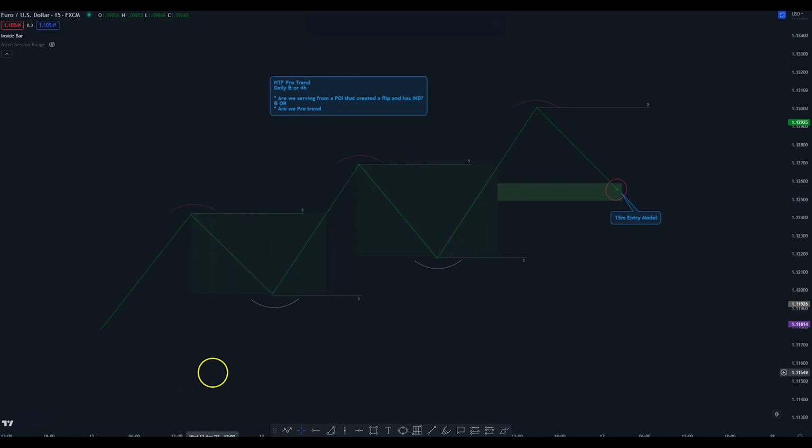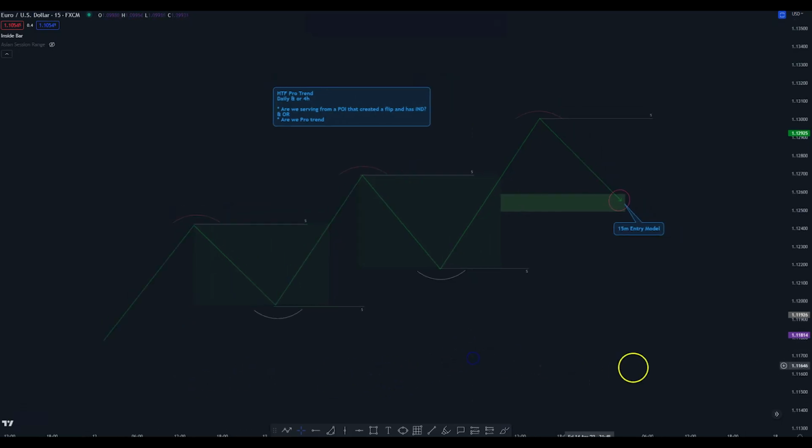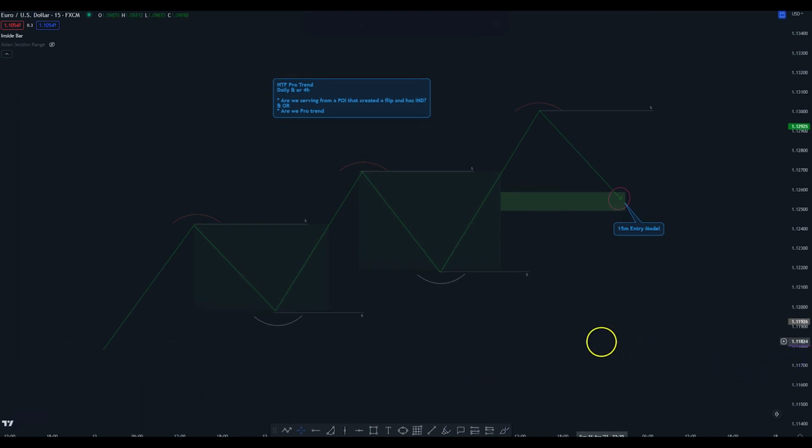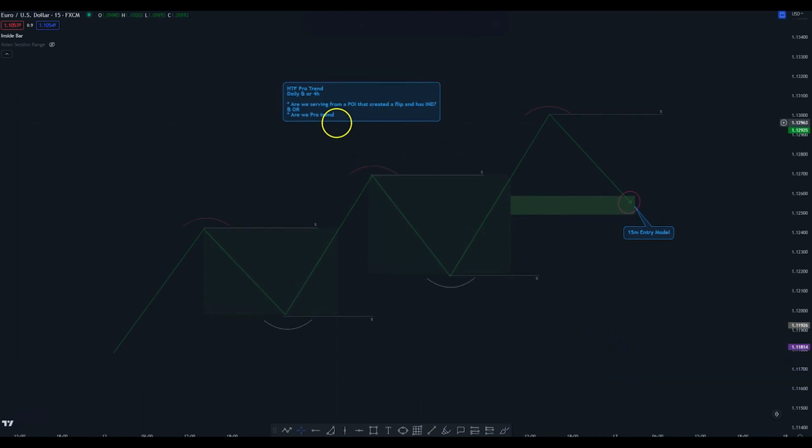Okay, so let's have a look at our entry criteria in picture perfect format. We're going to start off with demand, so we're looking for buys, and on the higher time frame, pro trend. When you see me ticking the boxes, are we pro trend? This is kind of what I have in my mind, what we're seeing. We want to be seeing higher high, higher low, higher high, higher low, higher high.